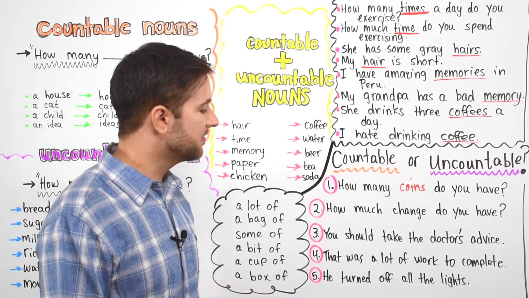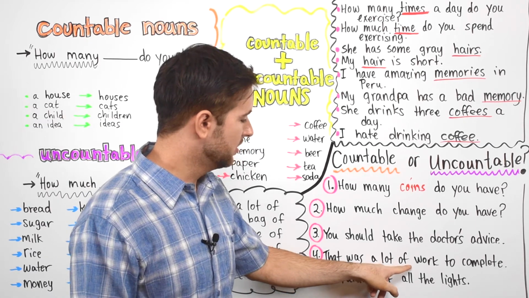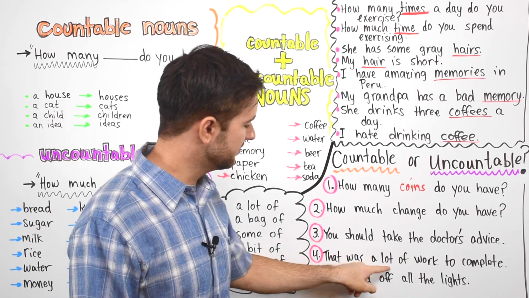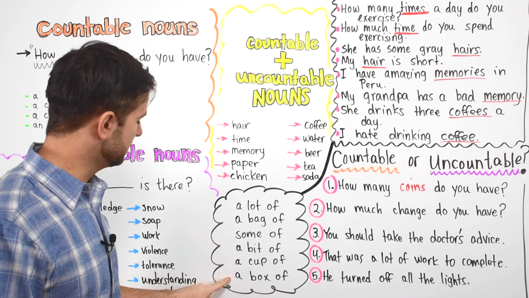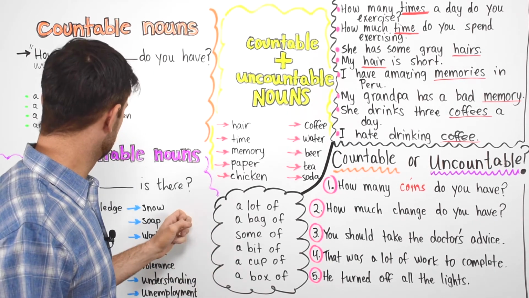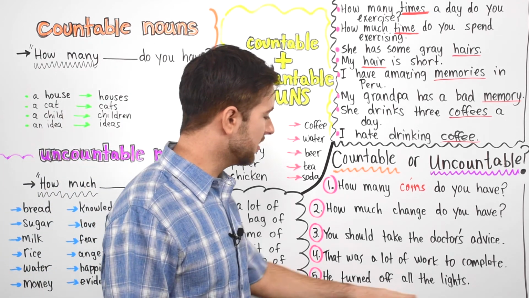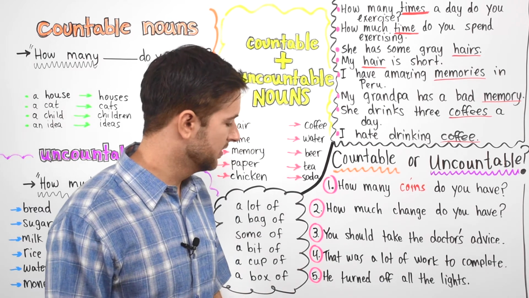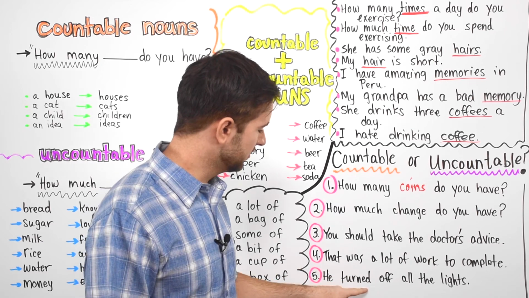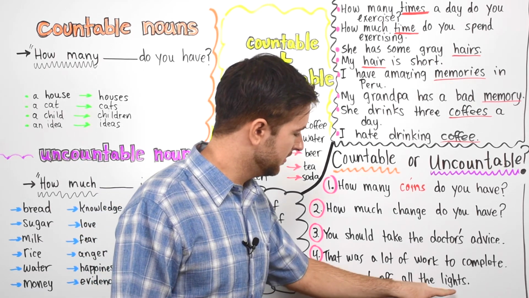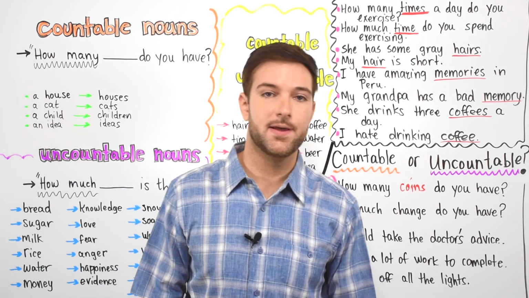Number 4, that was a lot of work to complete. Do you know when we use phrases like this, a lot of? We use it in this list here, which we use with uncountable nouns. And finally, we have number 5. He turned off all the lights. So we have the pronoun, the verb, turn off, and all the lights, the noun. Lights with an S, it's countable.